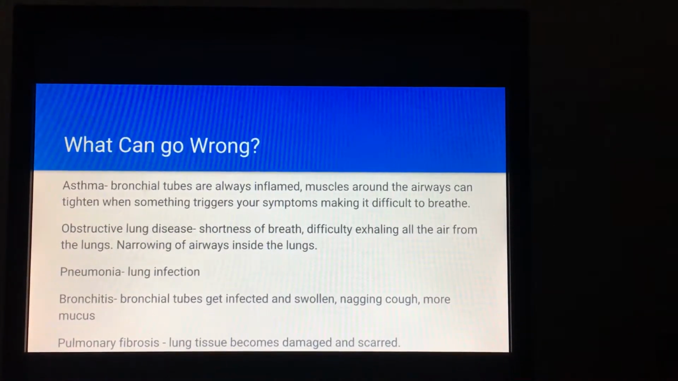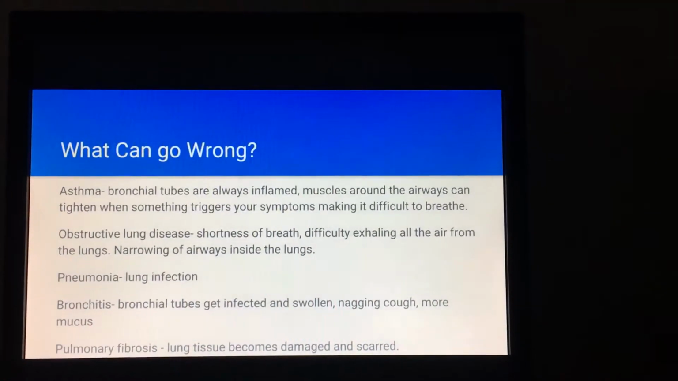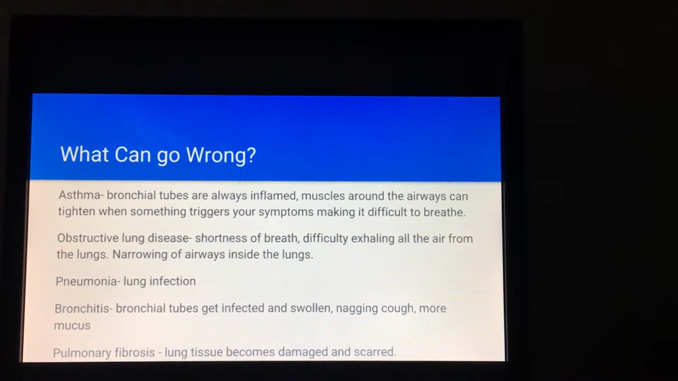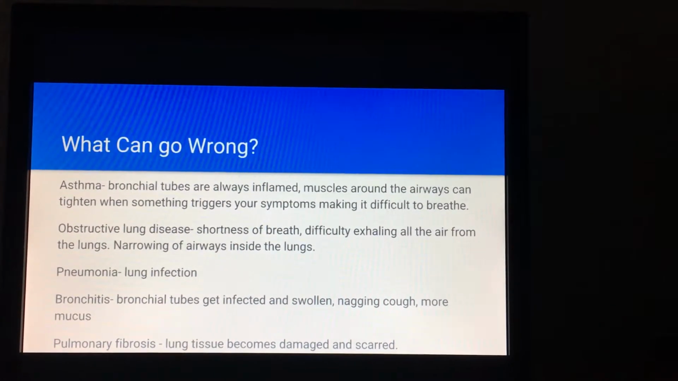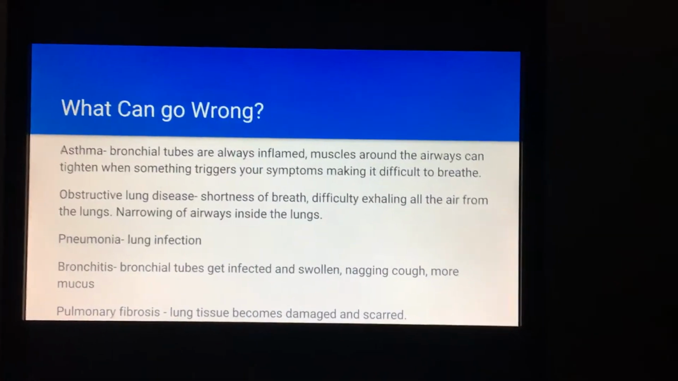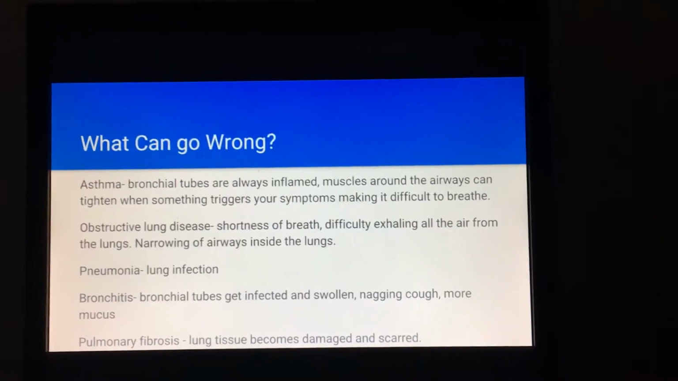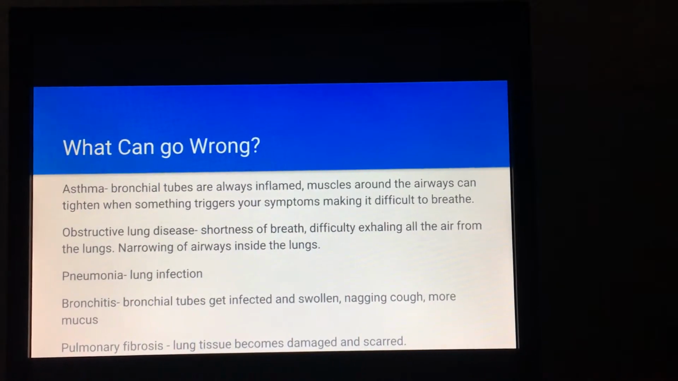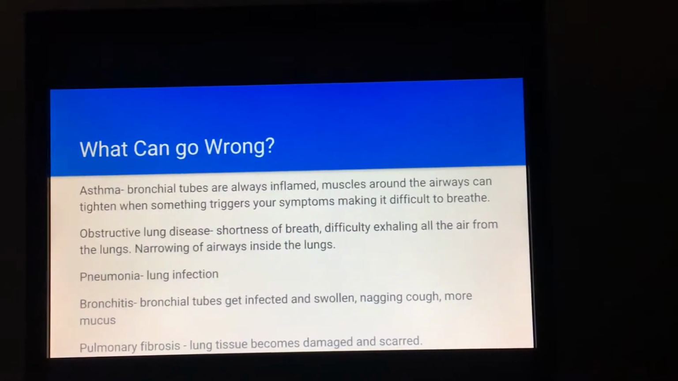Obstructive lung disease is shortness of breath, difficulty exhaling all the air from the lungs, and narrowing of the airways inside the lungs. Pneumonia is a lung infection that you can get while being sick with, like, a cold or something.